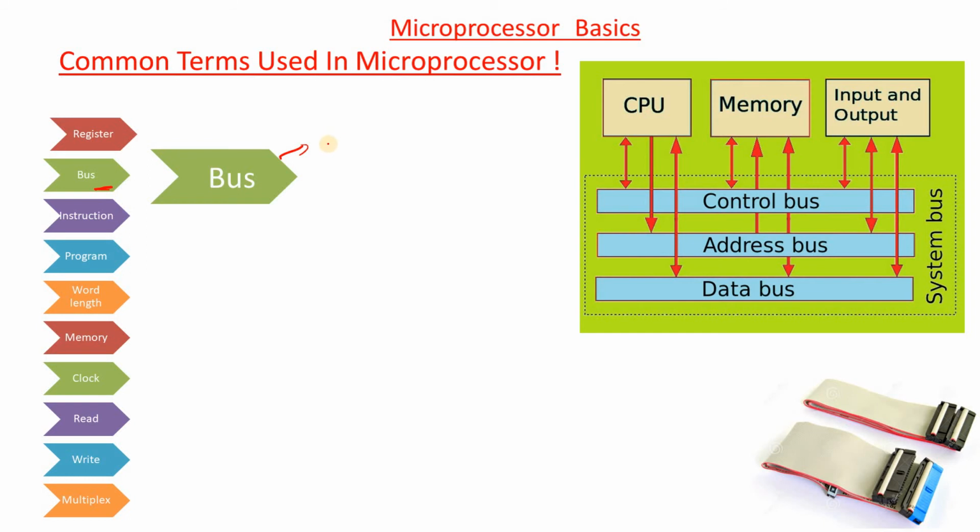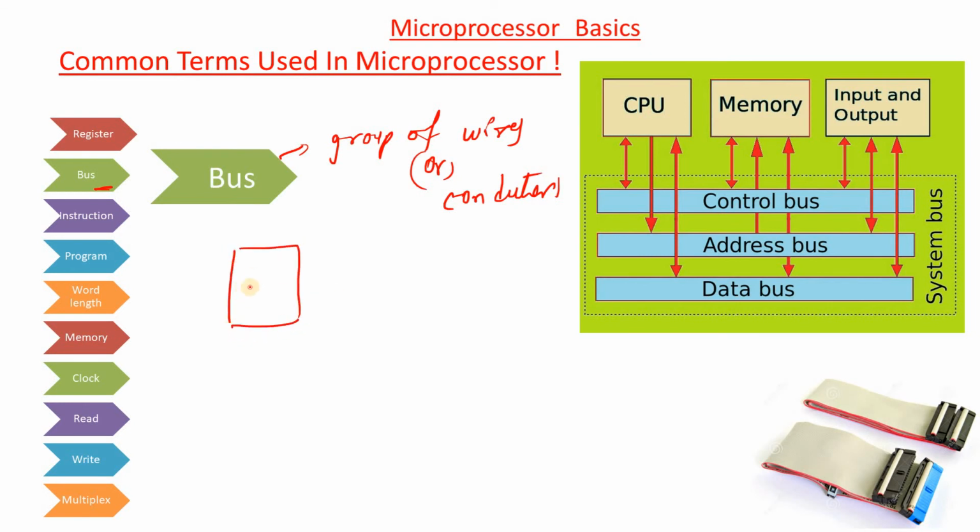Bus is defined as a group of wires or group of conductors. Suppose you want to transfer data from module 1 to module 2. With the help of internal buses only, we are going to transfer data between the two modules. If you want to transfer data from M1 to M2 or M2 to M1, with the help of this bus only, we are going to share information. This bus is represented as a group of wires or group of conductors.